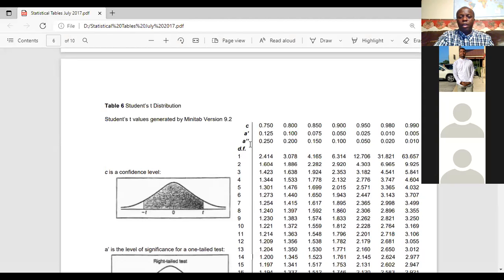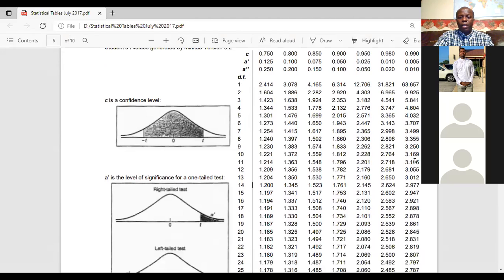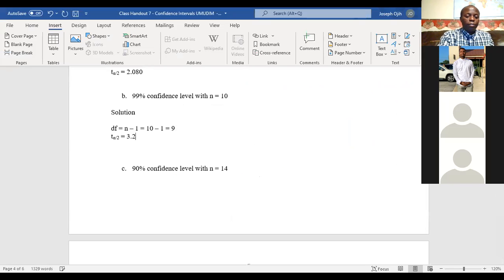This is 1%, alpha double prime. This is the 1% right here. So you follow it under 9. This is 9 right here. It goes all the way down. You can see it's right here for 0.01 and 9. So it is 3.25. Yeah, so that's how we do it.